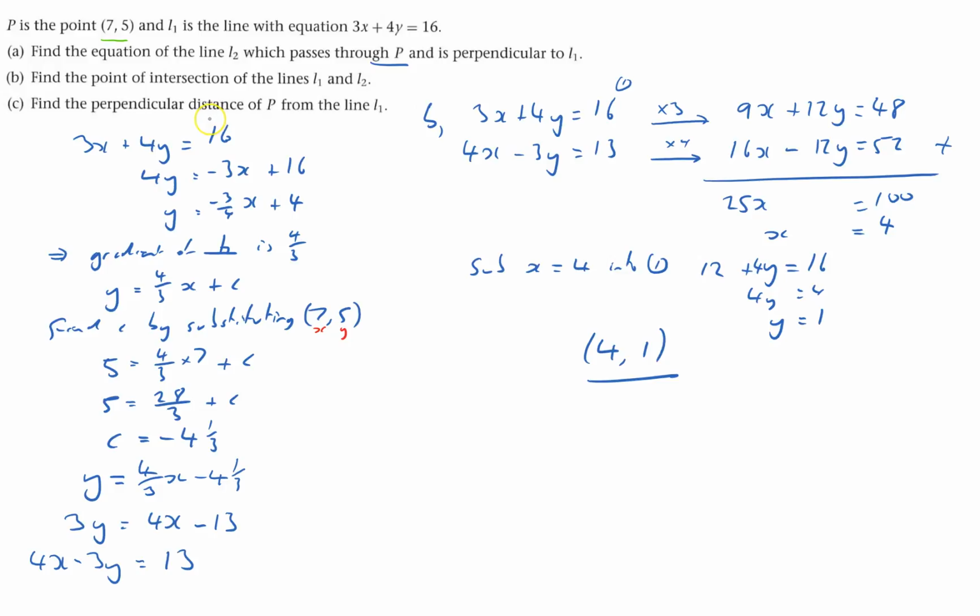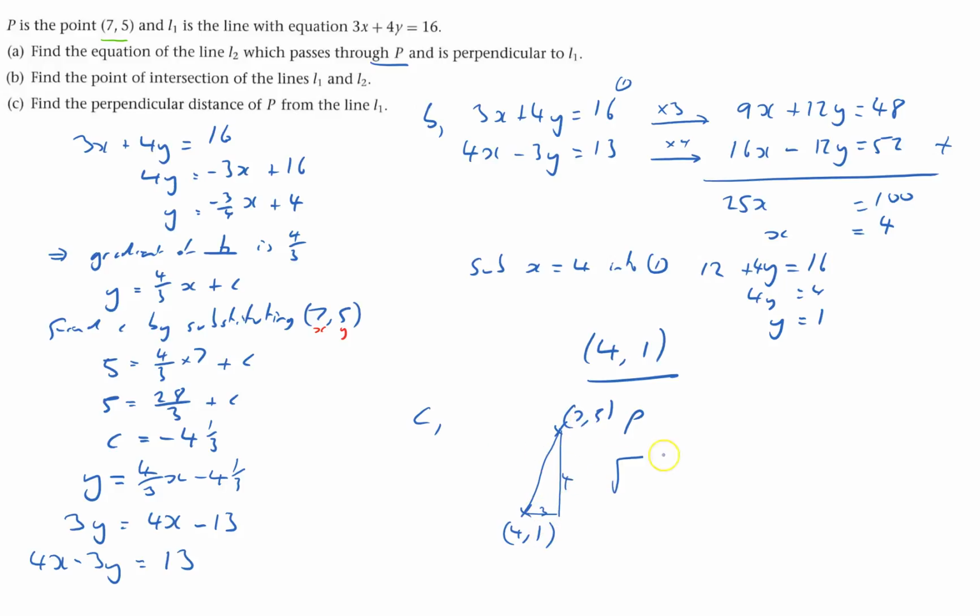And find the perpendicular distance of P from the line L1. Well, that just means the perpendicular distance from P, which is (7,5). That's point P, and we just worked out the point of intersection is (4,1). So that's here. That's the point of intersection of the two lines, and one's perpendicular. So this is the distance we want. And 4 to 7, that is 3. 1 to 5 is 4.